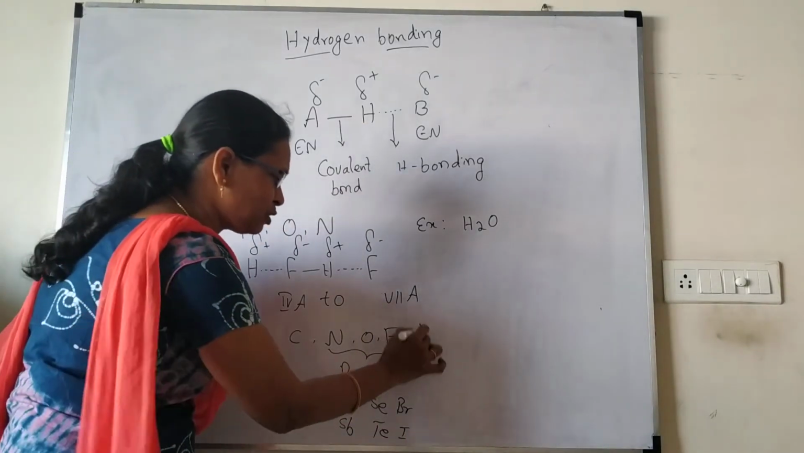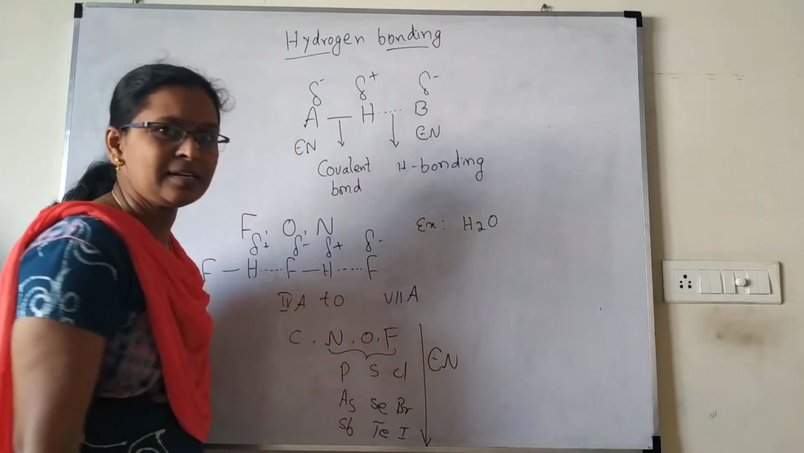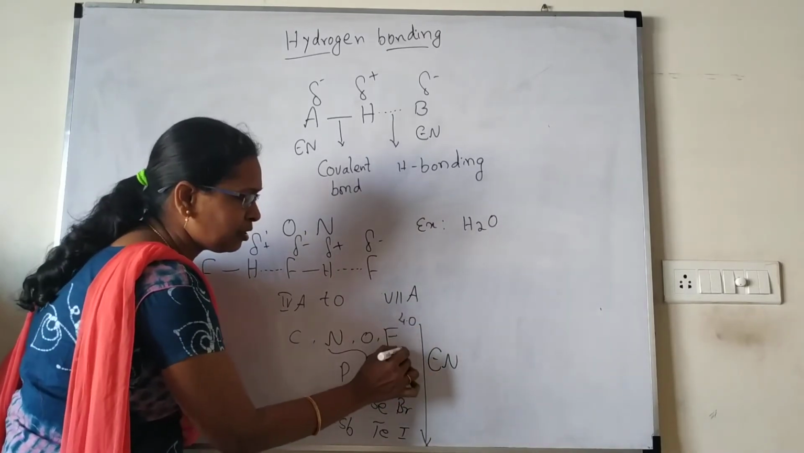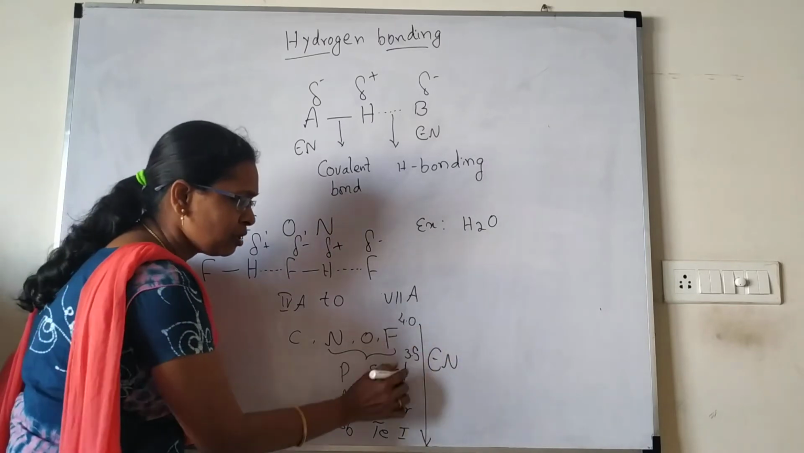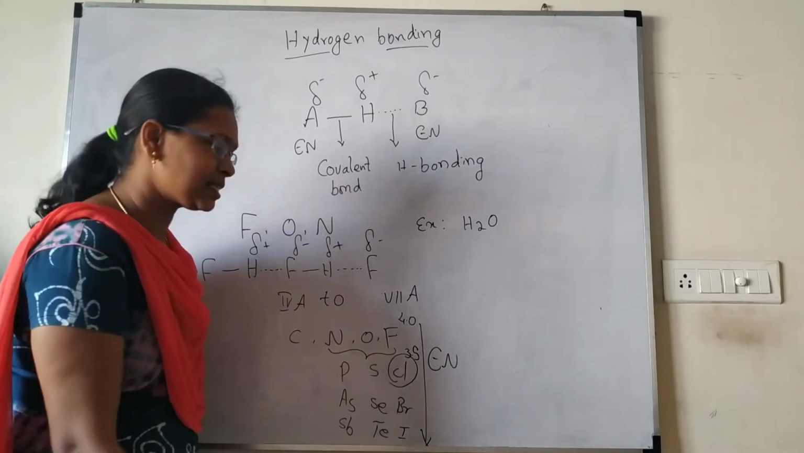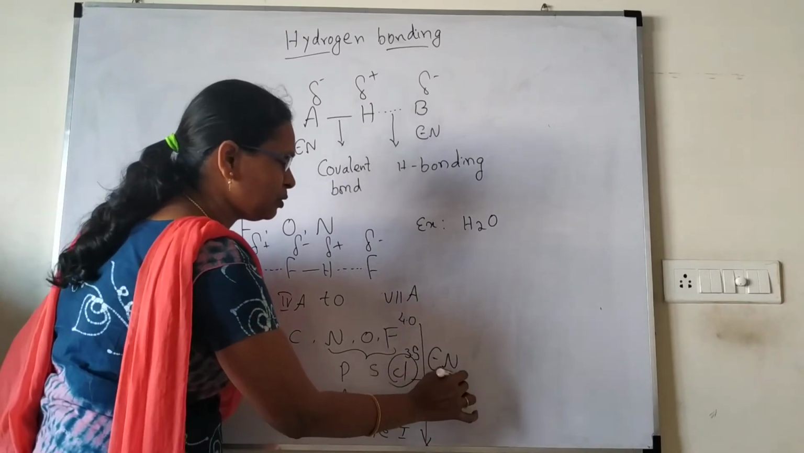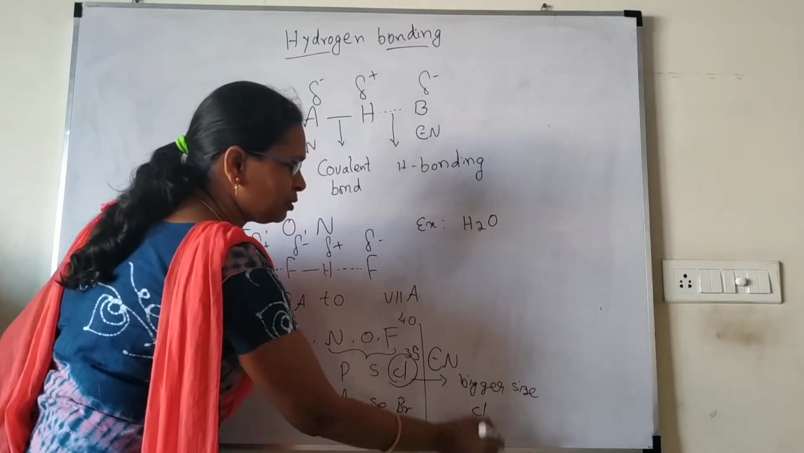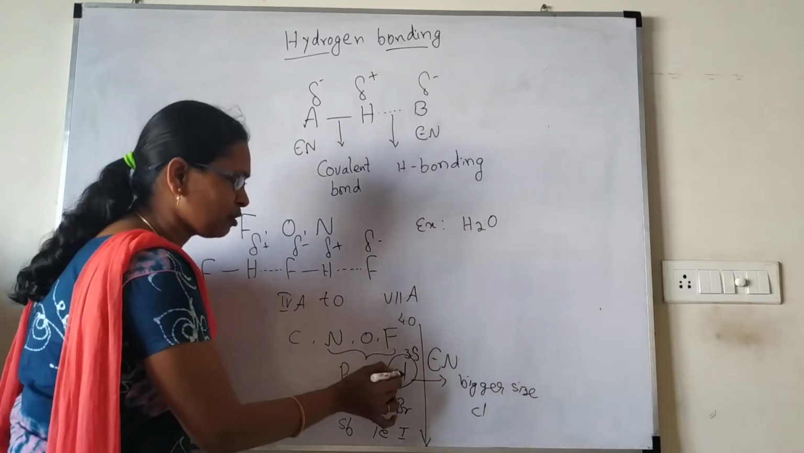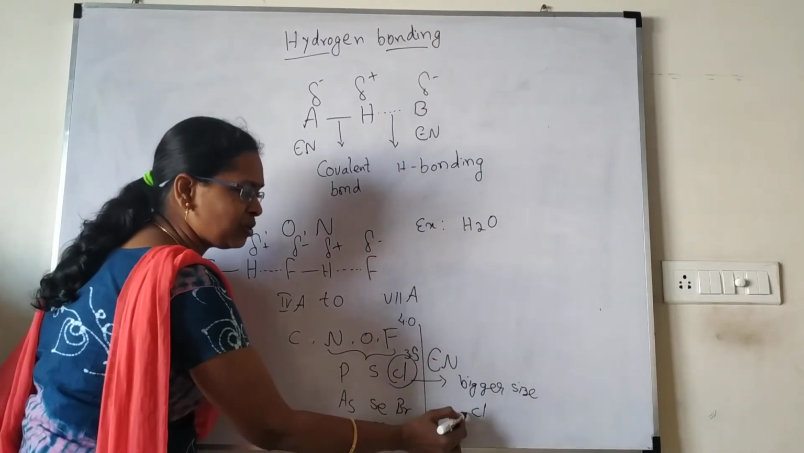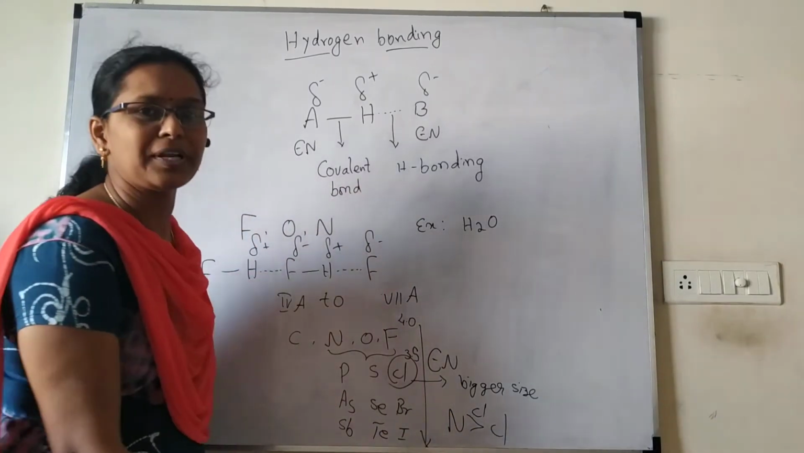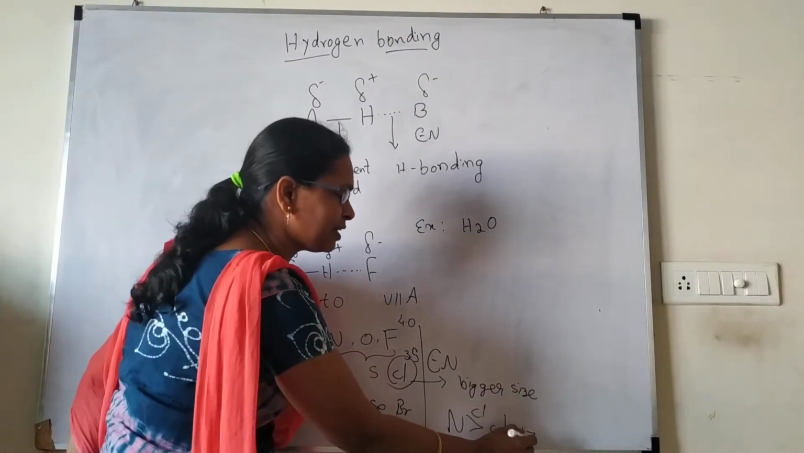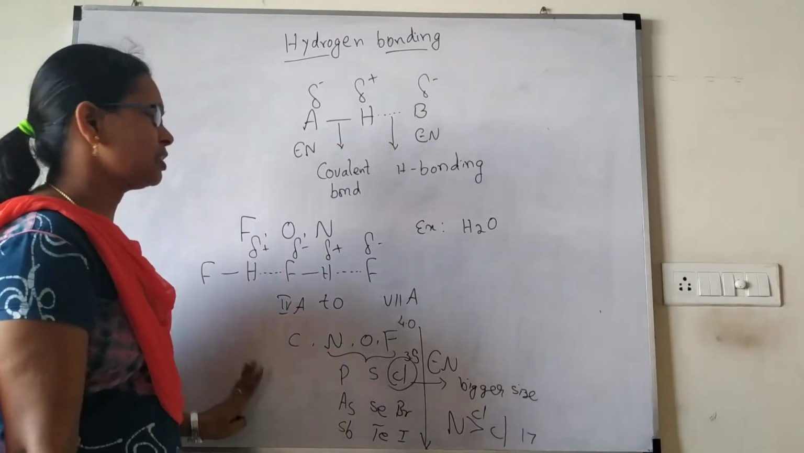Electronegativity values decrease down the group. For example, if fluorine has a value of 4.0, chlorine will be 3.5. Why is that? Because of the bigger size, chlorine is not able to form hydrogen bonding. Even though nitrogen and chlorine have about the same electronegativity, nitrogen can form hydrogen bonding but chlorine does not. Why? Because chlorine has a bigger size, atomic number 17, with 17 electrons. This is the reason.